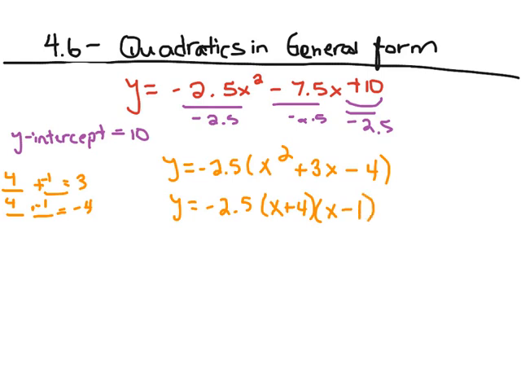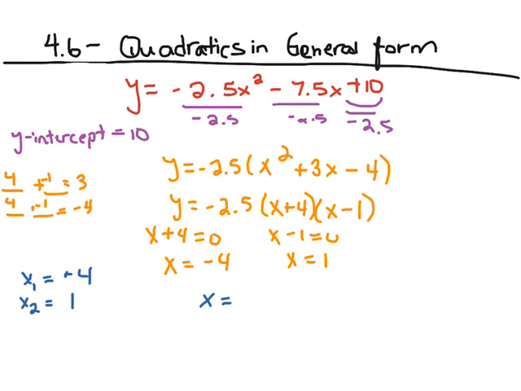Now if we solve for these, x equals negative 4 and x equals positive 1. So that's our x1 and our x2. So x1 equals negative 4, x2 equals 1. To solve for our x on our axis of symmetry or our vertex, we'd go negative 4 plus 1 divided by 2, which is negative 1.5. Negative 3 divided by 2 is negative 1.5. So our x value in the vertex is negative 1.5.